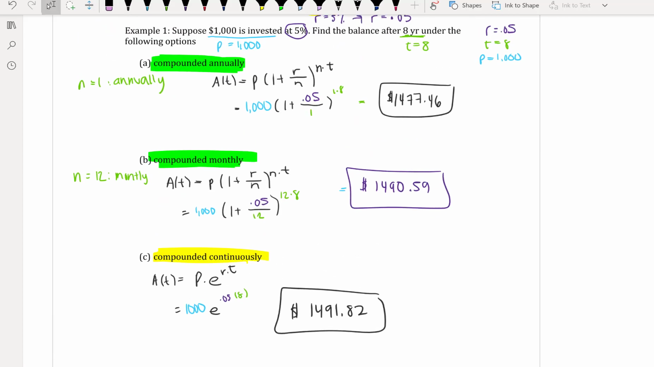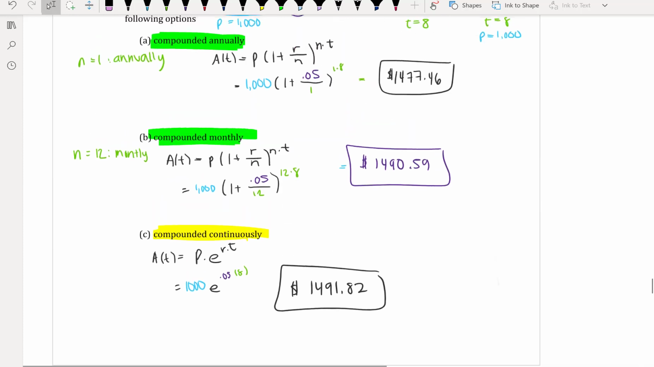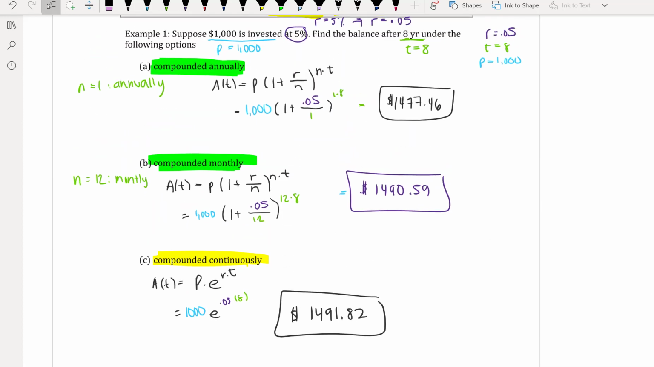So it looks like, out of all of those different options of A, B, or C, I'm definitely going to have C, compounded continuously, make me more money. Okay. And that is the end of 11.5.